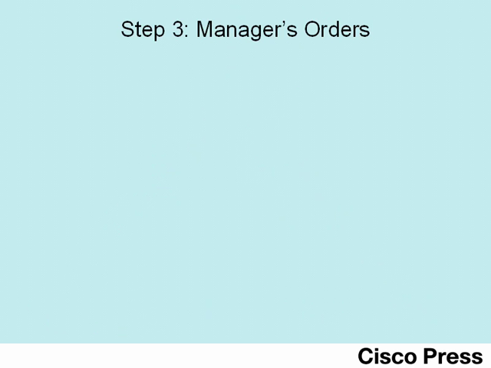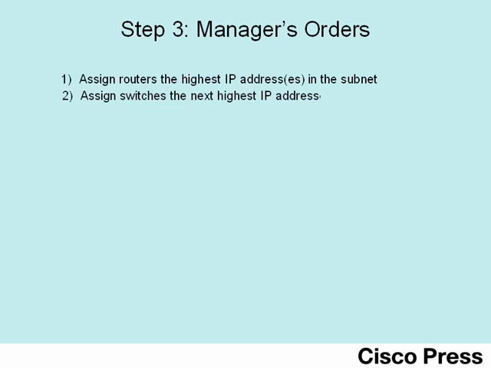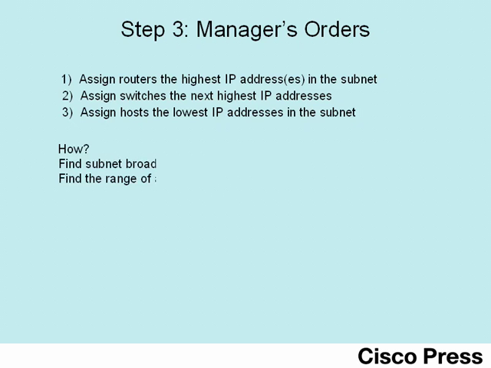The network manager has made some more rules about what you should do with the subnet numbers now that you've chosen them. In particular, the manager says that you should assign the routers the highest IP addresses in their respective subnets, then assign the switches the next highest IP addresses, but then when assigning IP addresses per host, to use the lowest IP addresses in each subnet. Now, in order to pick those addresses, you need to find the range of addresses within a subnet, but to do that it's very helpful to first find each subnet's broadcast address. So that's what we'll do here at step 3.